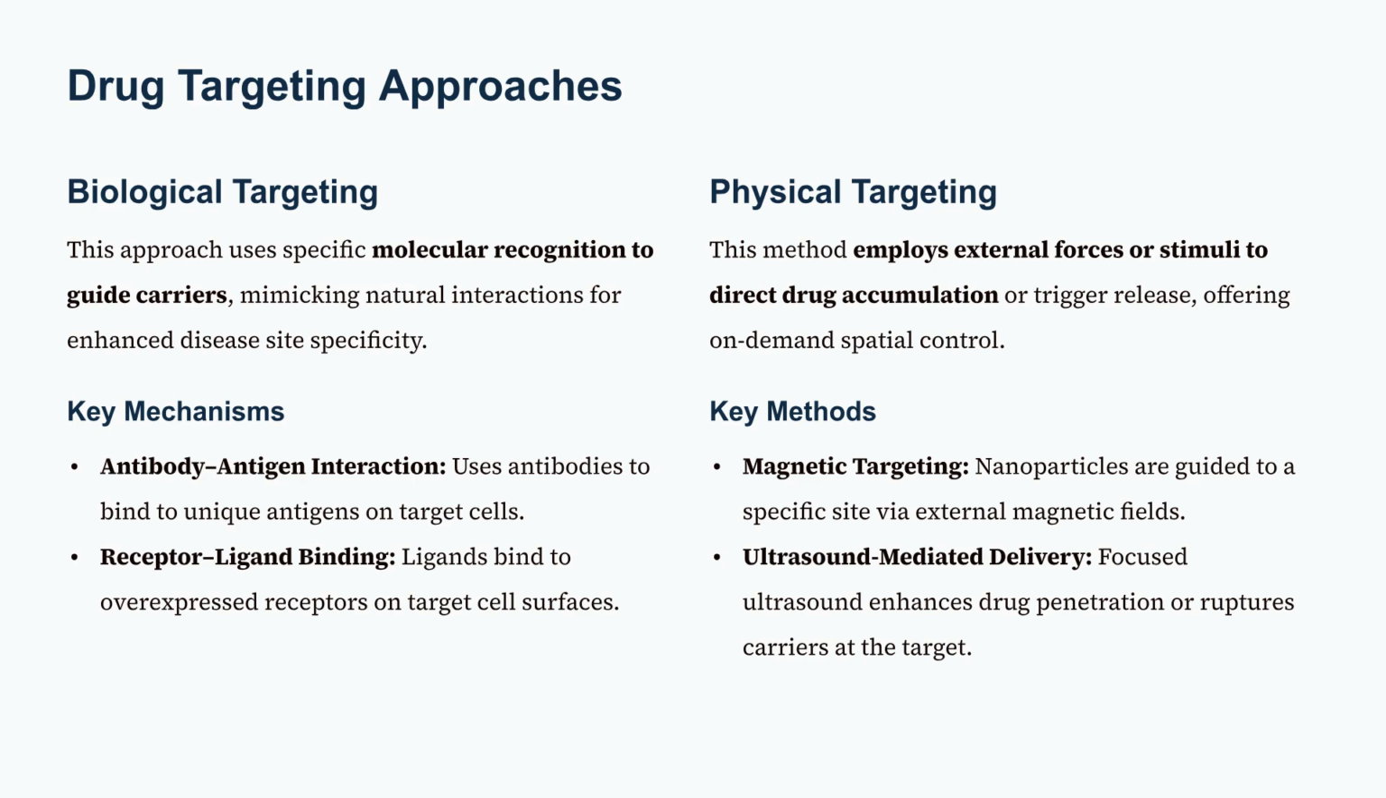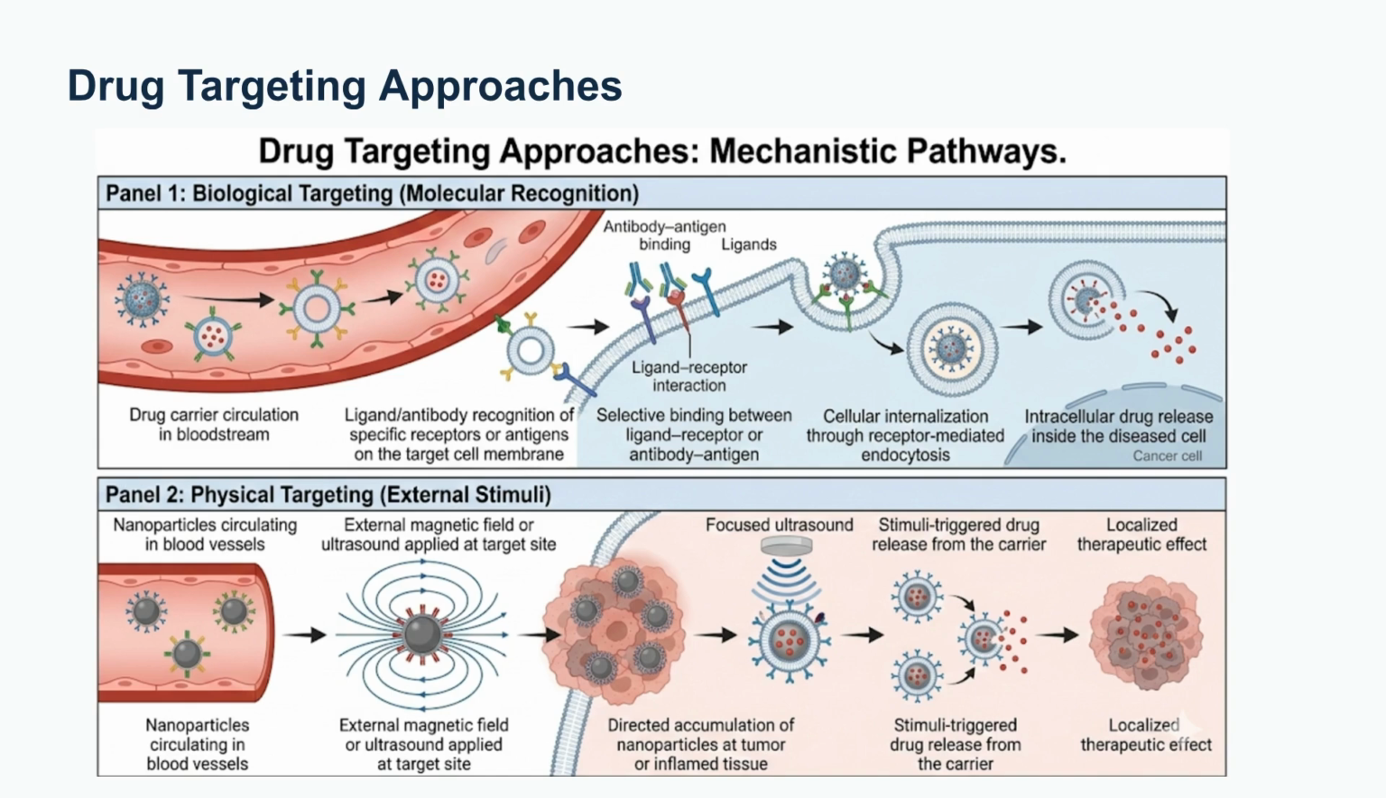Biological targeting uses specific molecular recognition to guide carriers, mimicking natural interactions for site specificity. Key mechanisms include antibody-antigen and receptor-ligand binding. Physical targeting employs external forces or stimuli, such as magnetic fields or focused ultrasound, to direct drug accumulation or trigger on-demand release. This diagram illustrates the mechanistic pathways of drug targeting.